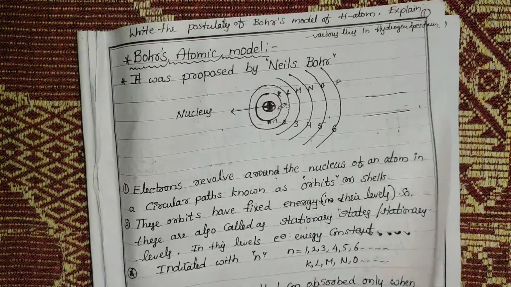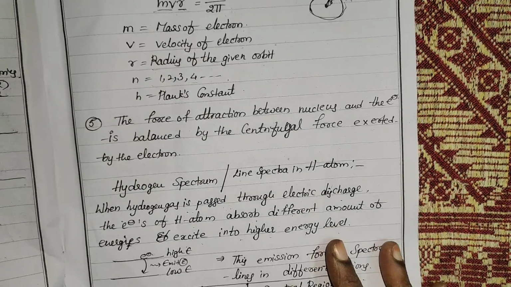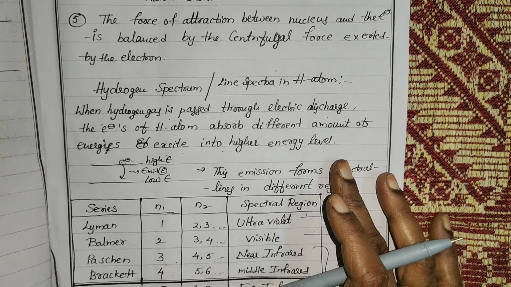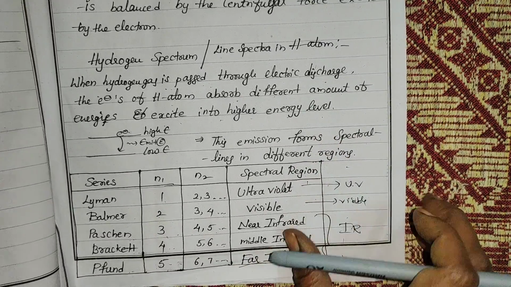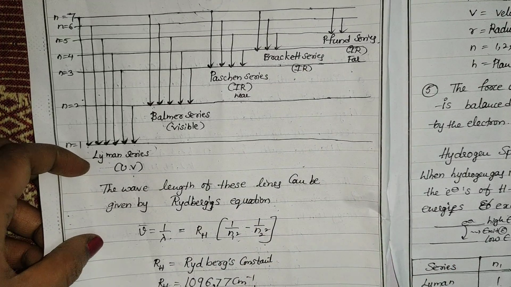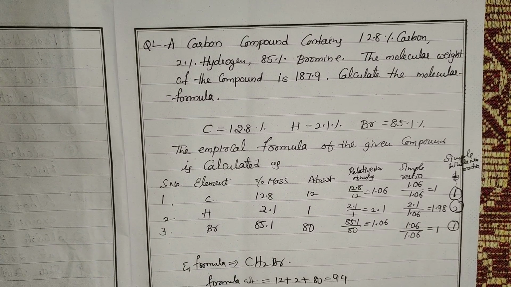Okay, after the completion of this, you write the angular momentum. Later, how it is stabilized. After that, the hydrogen spectrum related table, after the diagram, after the Rydberg equation. You may get 8 marks. Okay, and this is a many times repeated question.